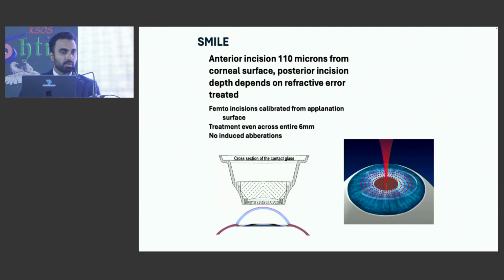So in lenticule extraction, whether you're treating a -1 or a -10, the time taken is the same. It's about 8 seconds. Whereas when you do a LASIK for a -1, it's maybe about 5 seconds or so. With -10, it takes almost 30 seconds. So that's the real advantage that not many people discuss.